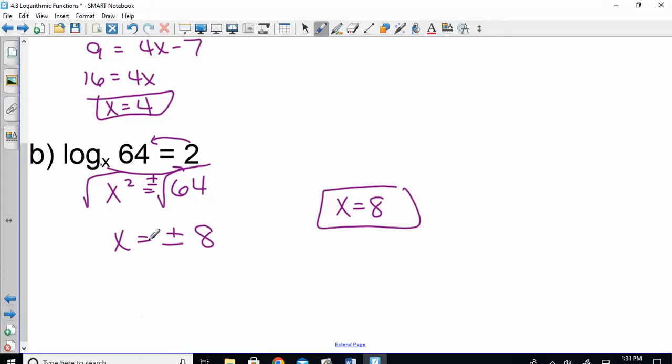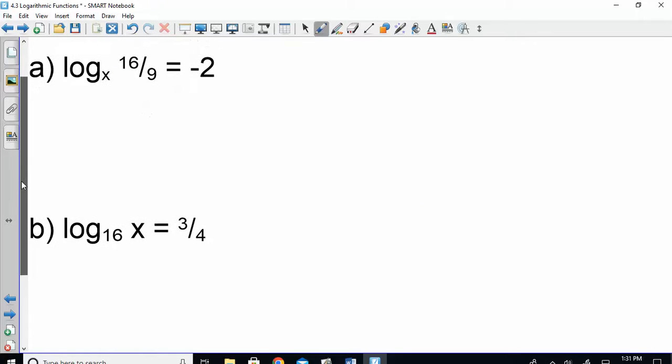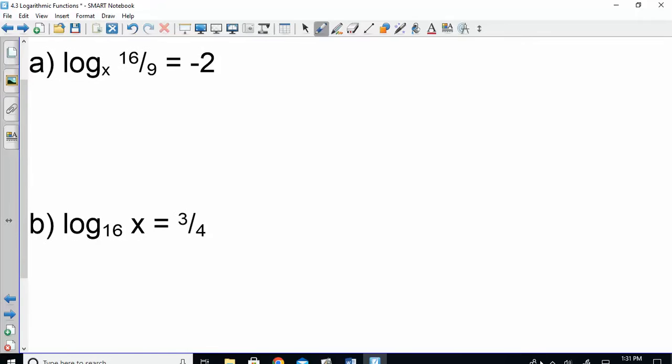All right. I'm going to put up a few for you guys to try. So, okay, what does a negative exponent do? Okay, so this is like saying 1 over x squared. What could you do now?